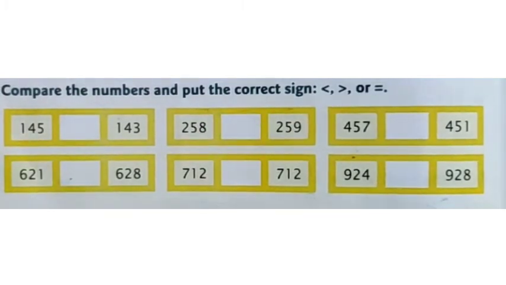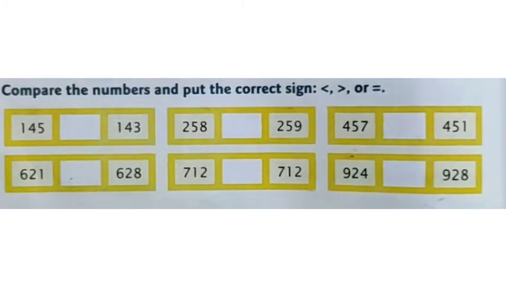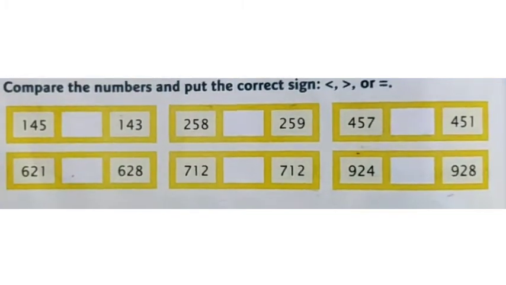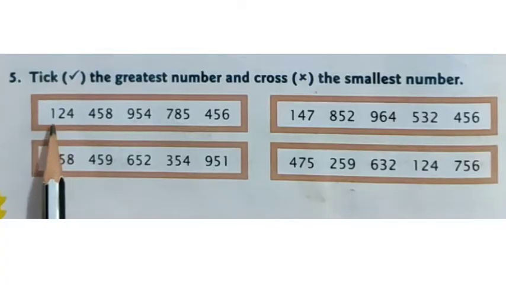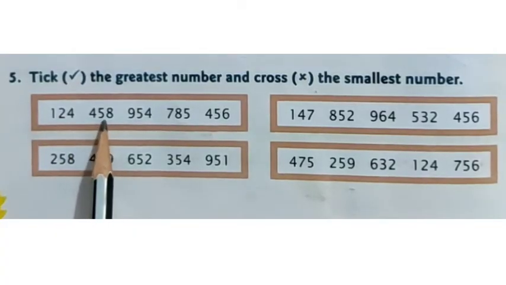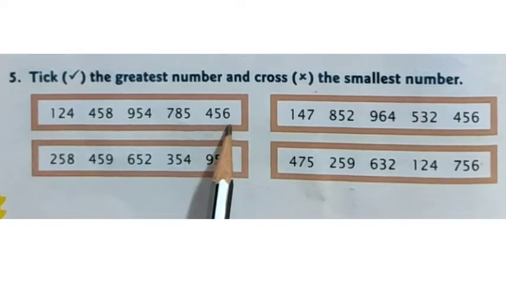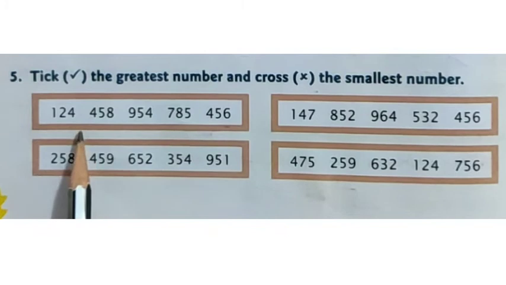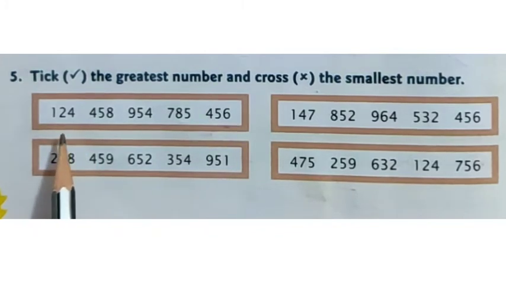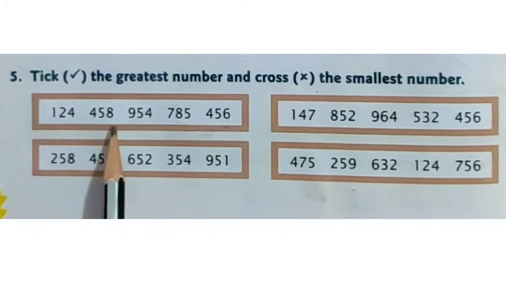Now let's move on to this fifth question. That is, tick the greatest number and cross the smallest number. The numbers given are 124, 458, 954, 785 and 456. These are the 5 numbers they have given. In that, which is the greatest number? Here all are 3-digit numbers.